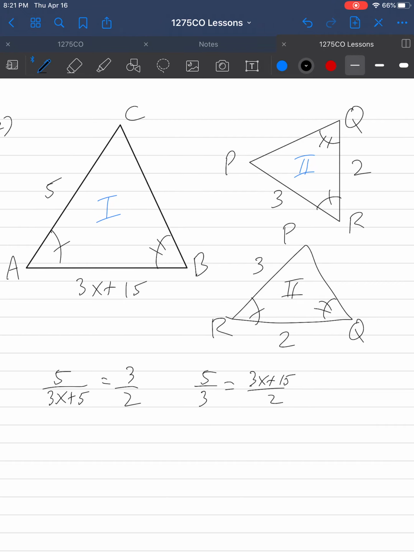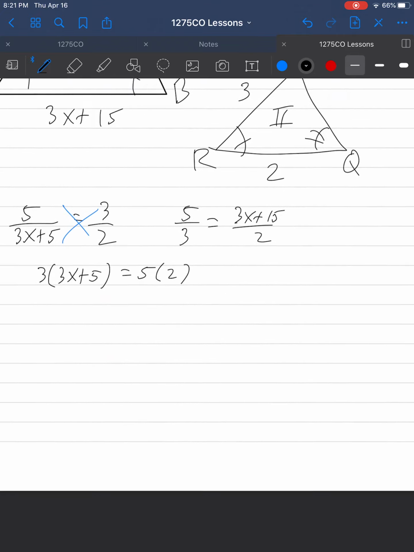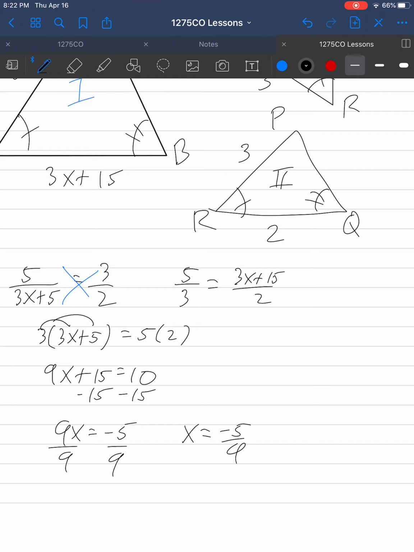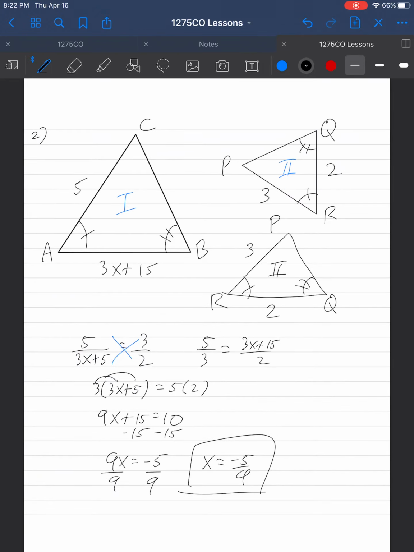So let's take one of these and cross multiply these values to get 3 times 3x plus 5 equals 5 times 2. Distribute our 3 to get 9x plus 15 equals 10. Subtract 5, 9x is equal to negative 5. Divide by 9 and we get an answer of x equaling negative 5 over 9. And that's all for similar triangles and proportions.